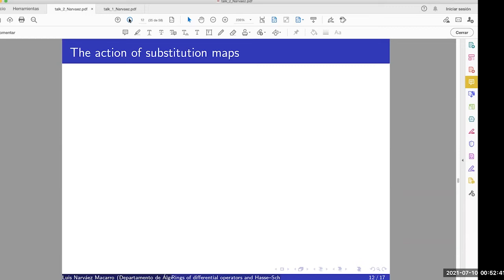Remember that at the level of the one term, the group structure of Hasse-Schmidt derivation corresponds to the addition of derivation. So in some way, this non-commutative group structure is related with the addition of derivation. But derivations are also a module. You can multiply functions by derivations and you obtain derivation. And we need an additional structure for Hasse-Schmidt derivation. And so this is the action of substitution maps.